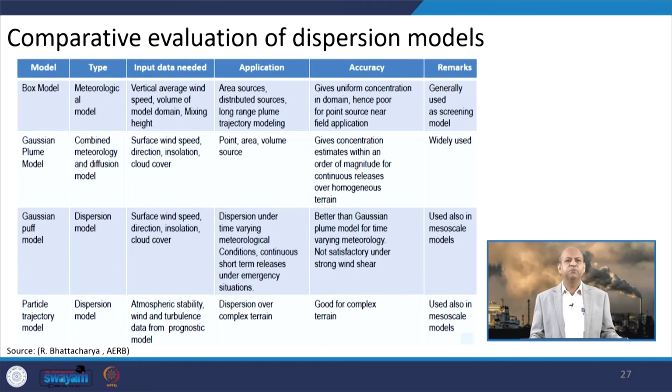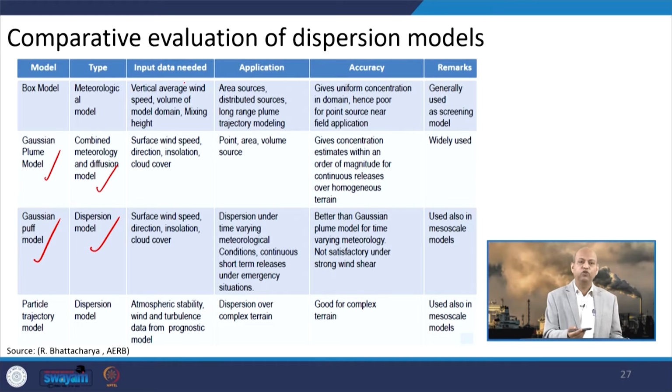So, if we do a comparative evaluation of dispersion models, we have gathered data from different sources, and in this table we can see the box model, then the Gaussian plume model, Gaussian puff model. Their type, whether they are meteorological models or combined meteorological and diffusion models or dispersion models, is listed in different columns. You can go through that. Then the input data needed in a particular model type is also listed here.